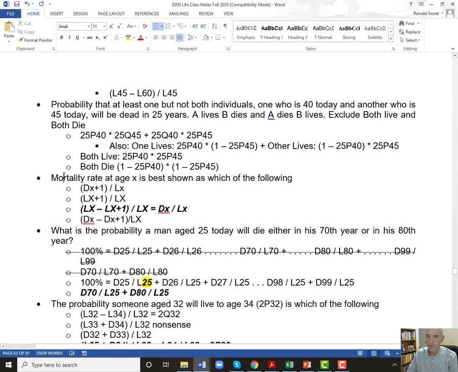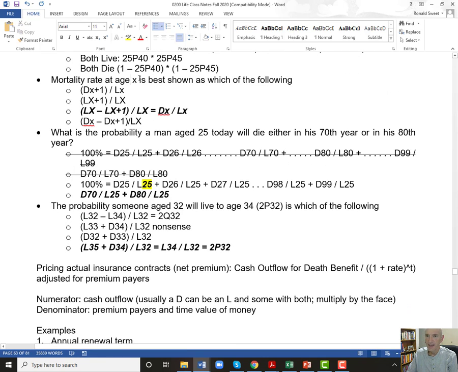Here's a little bit of a tricky one. The mortality rate at age X can be best shown. Now we know that's Q sub X. We also know that's D sub X over L sub X. But let's look at D sub X+1 over L sub X. Well, that makes no sense. People dying in their 26th year divided by people alive at their 25th year, that's a nonsensical number. People alive at 26 divided by people alive at 25, that's going to give you a probability of living. That's not your mortality rate, that's the probability of living. So your answer is 1 minus that.